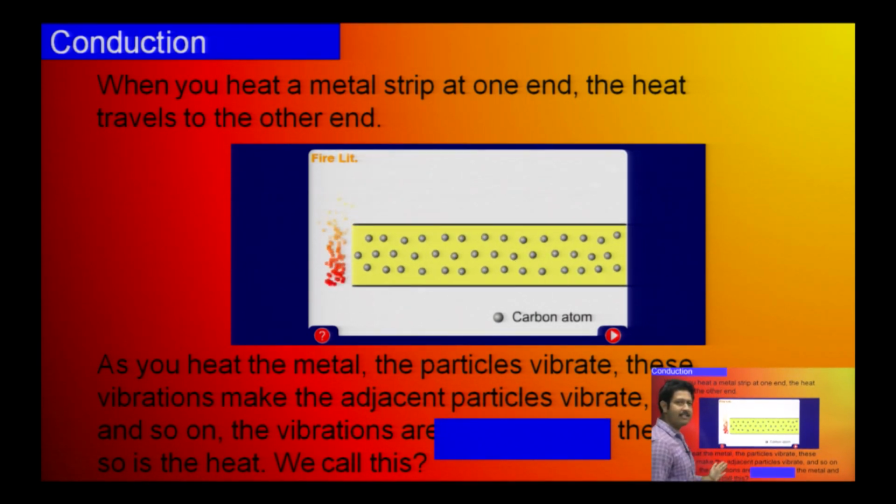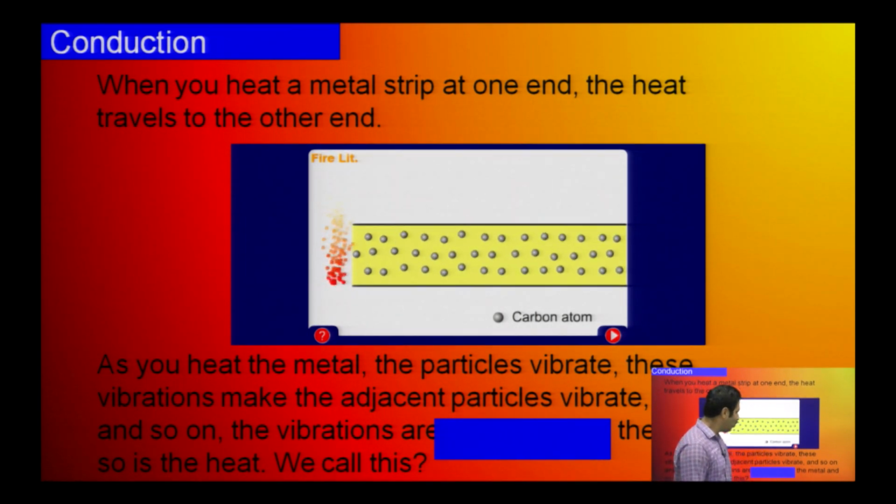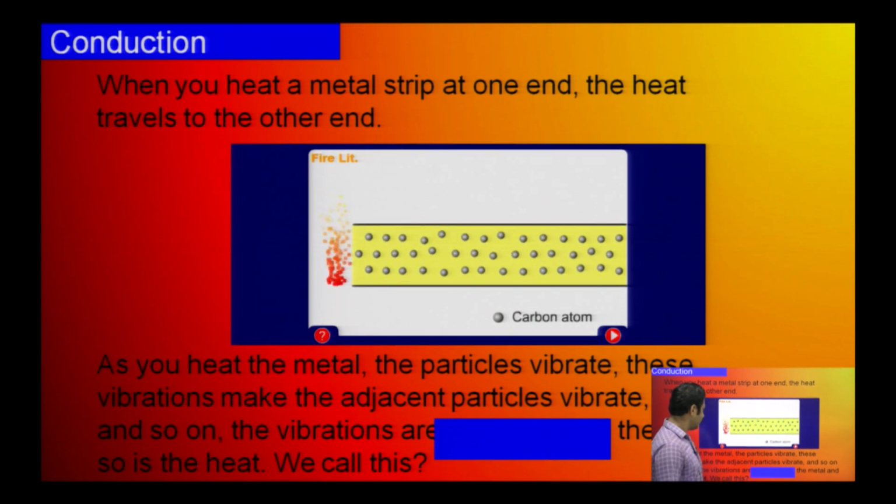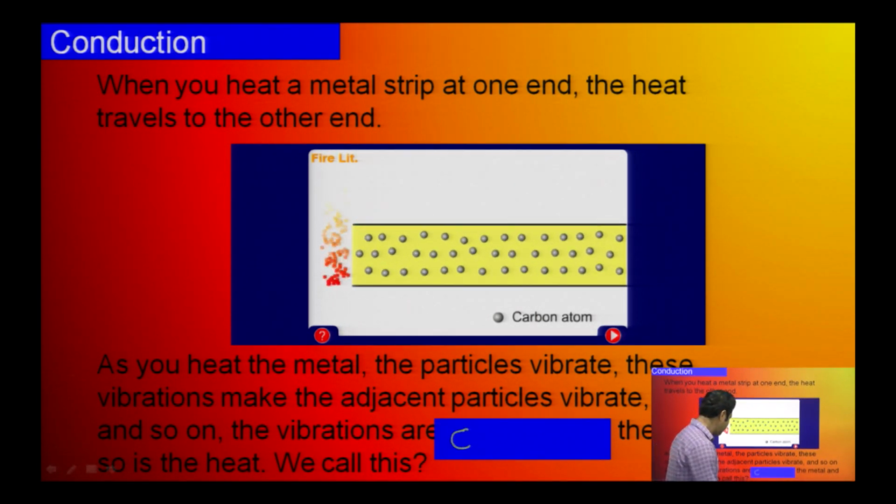See, as you heat the metal, the particles vibrate. These vibrations make the adjacent particles vibrate, and so on and so on. The vibrations travel through the metal, and so does the heat. What do we call this? We call this conduction.